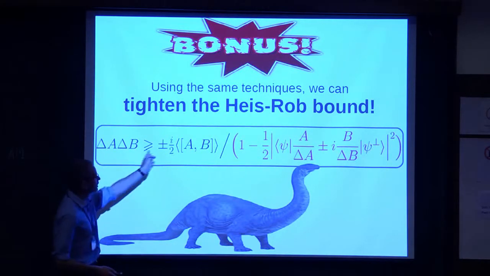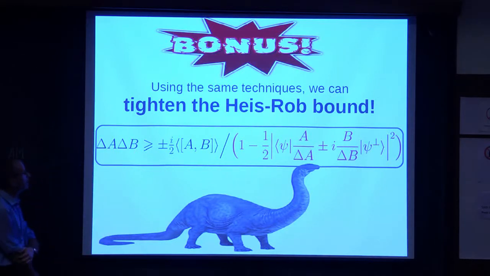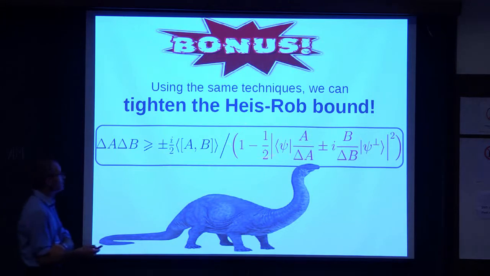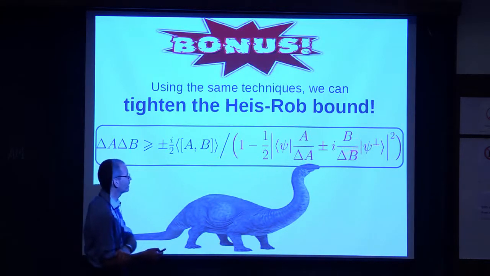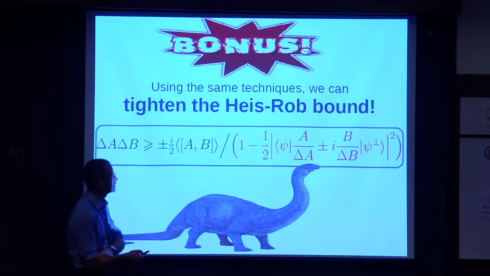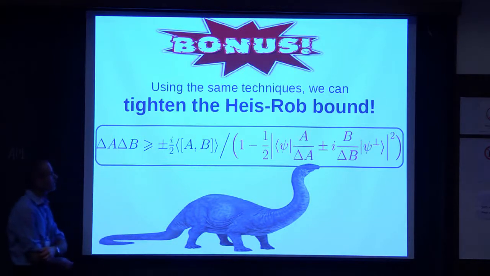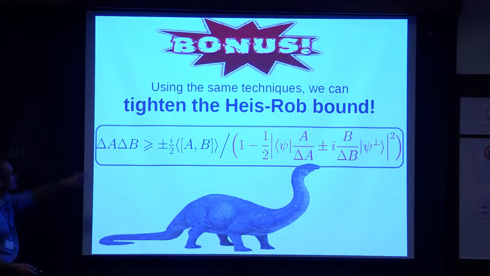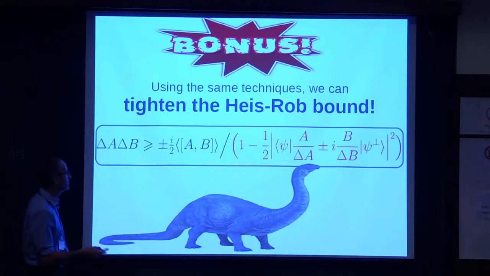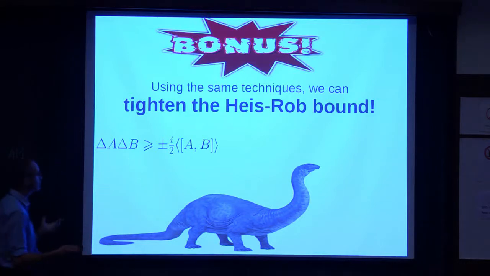And it turns out that using the techniques we had, we can just divide this bound by this expression here. Again, you see that this psi orthogonal state comes out, and this gives a tighter bound. It's still true, but now typically this expression is bigger than this expression. Okay, so you get a tighter bound.